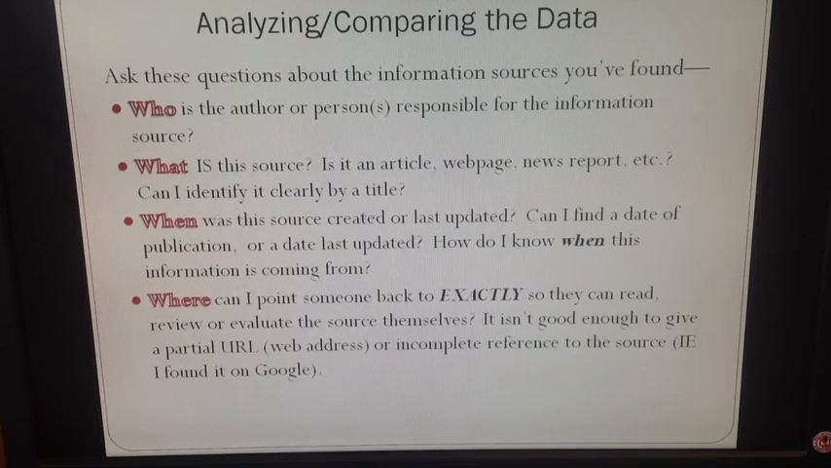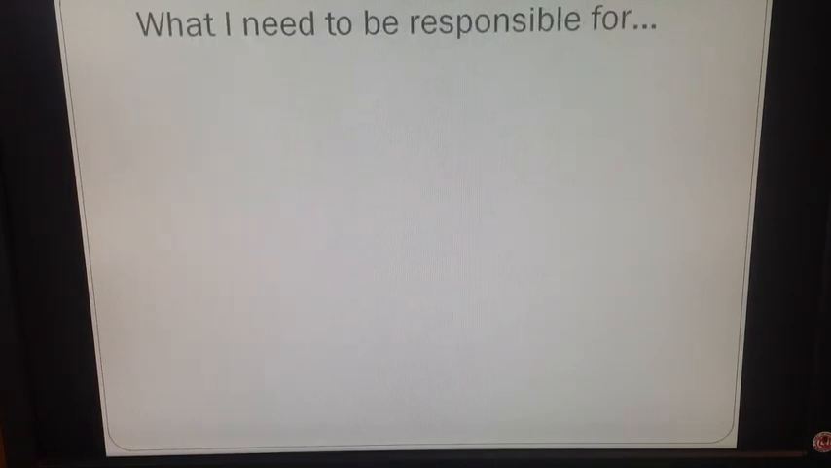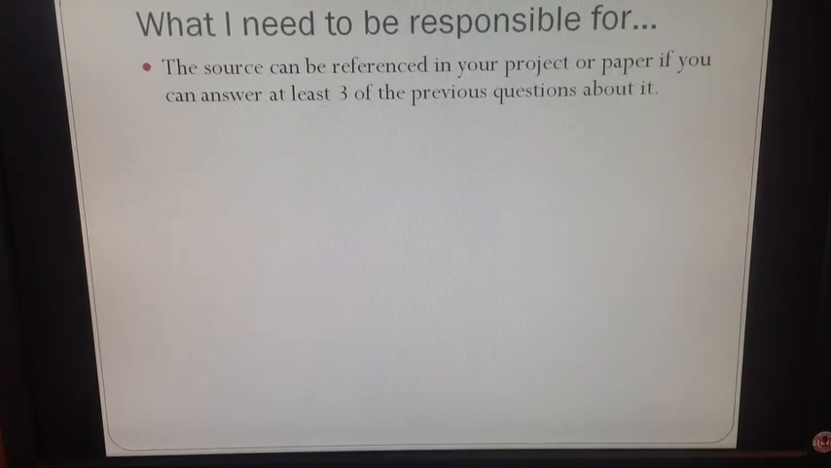It isn't good enough to give a partial URL or an incomplete reference to a resource. You want to be able to give your reader the exact location so that they can go back and verify your information. In this next section, I want to talk about what you need to be responsible for in gathering resources to put into your academic research paper.